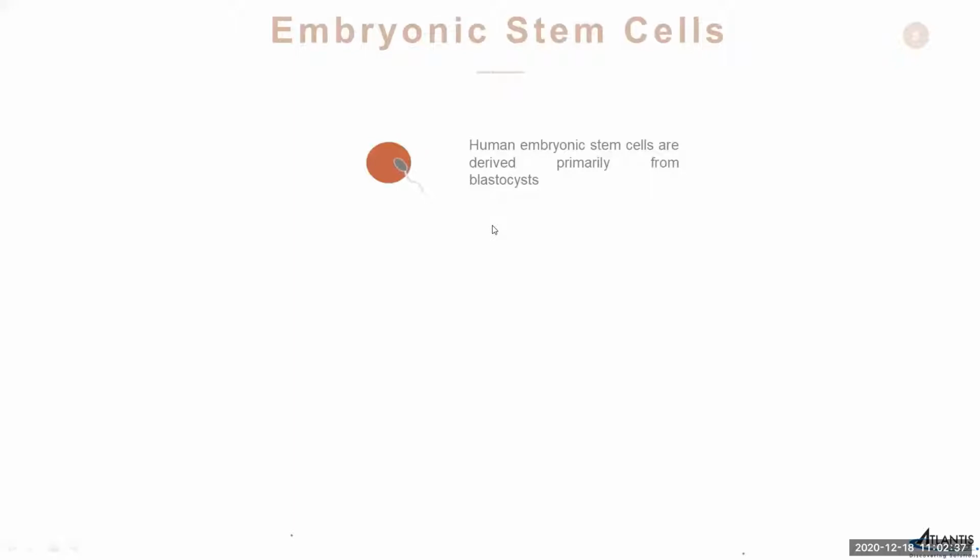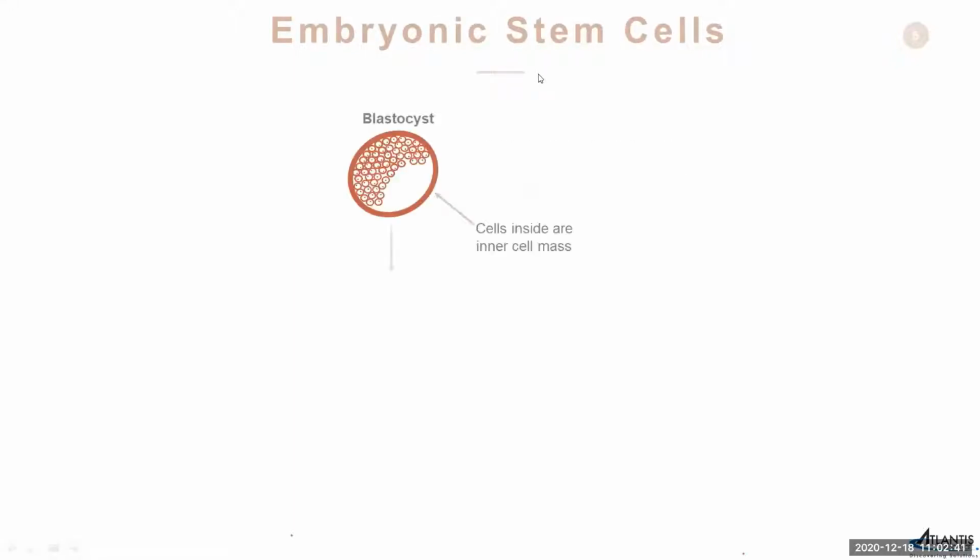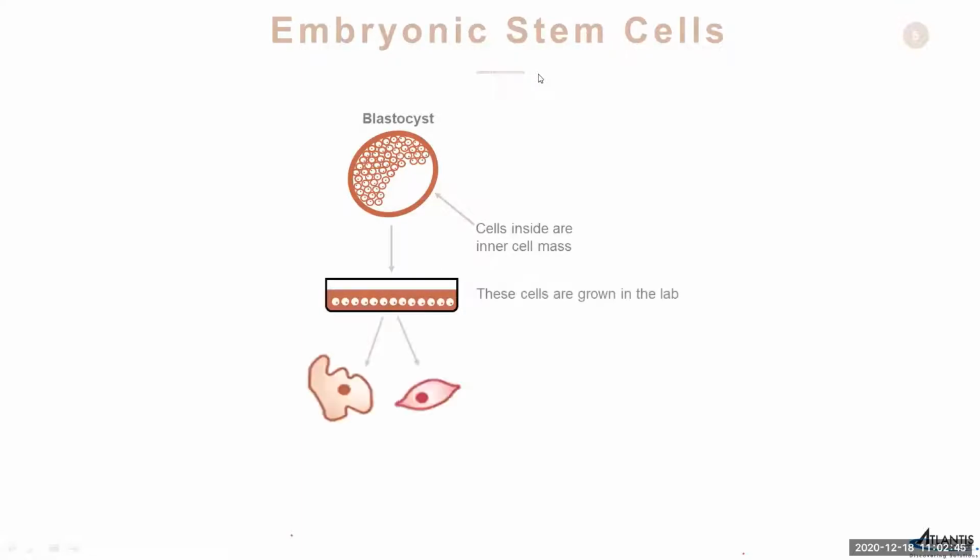Embryonic stem cells are mainly derived from blastocysts. These cells can be derived in a lab. What you do is you can add various growth factors to stimulate the stem cells to generate different types of cells in the body.